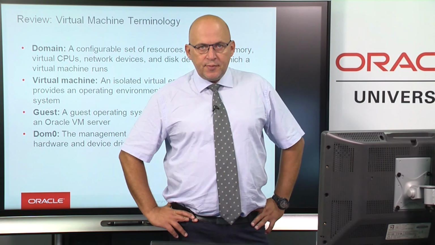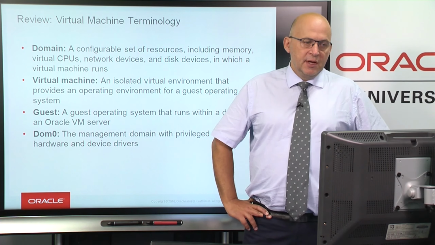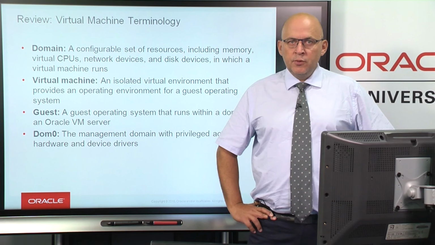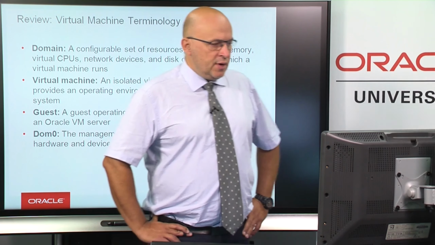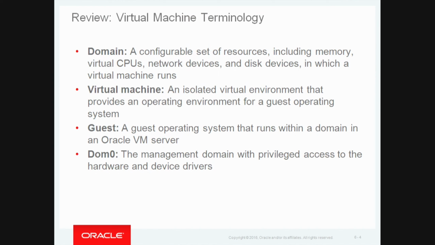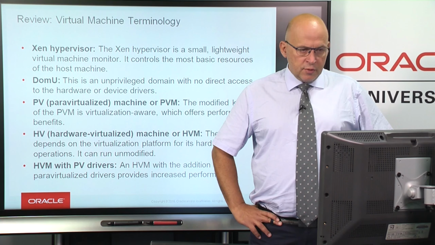So again, the domain is a configurable set of resources that includes memory, virtual CPU, network devices, disk devices, in a way that describes how the virtual machine will run. A virtual machine, a guest, or a domain U that we will see in the next slide. They are just describing the same feature, okay? An isolated environment, which is running a guest operating system within a domain on top of an Oracle VM server. The Dom 0, if you recall, is a management domain with privileged access to the hardware and to the device drivers. And we are working with a Xen hypervisor because we are working with x86, okay?